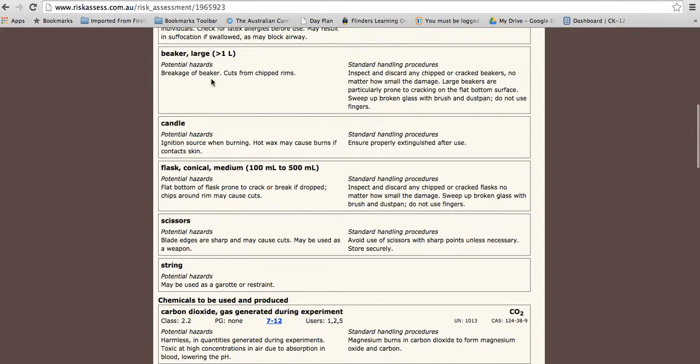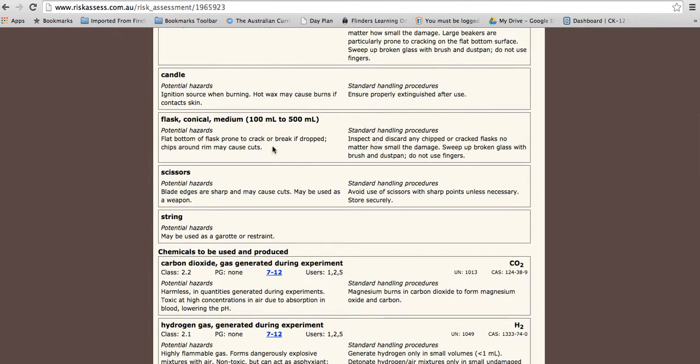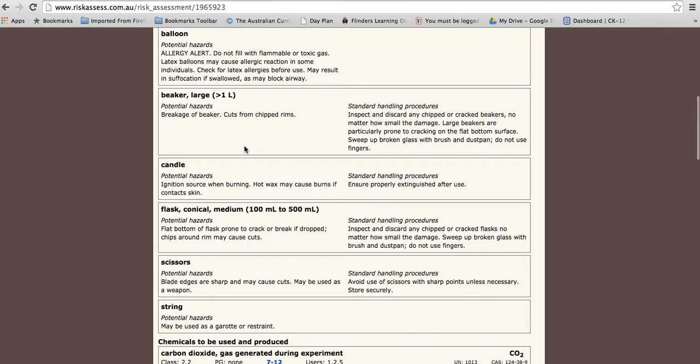So beakers and conical flasks, for example, it's going to talk about the fact that they are glass. They can be cuts from chipped rims. So inspect your glassware before you're using it. Make sure it's not cracked. Make sure it's not chipped. Make sure there's not sharp areas for students. It'll also talk about, so for example, the conical flask, flat bottom of flask, prone to crack or break if dropped. So, yeah, obvious things. But once again, it's important to probably note it.